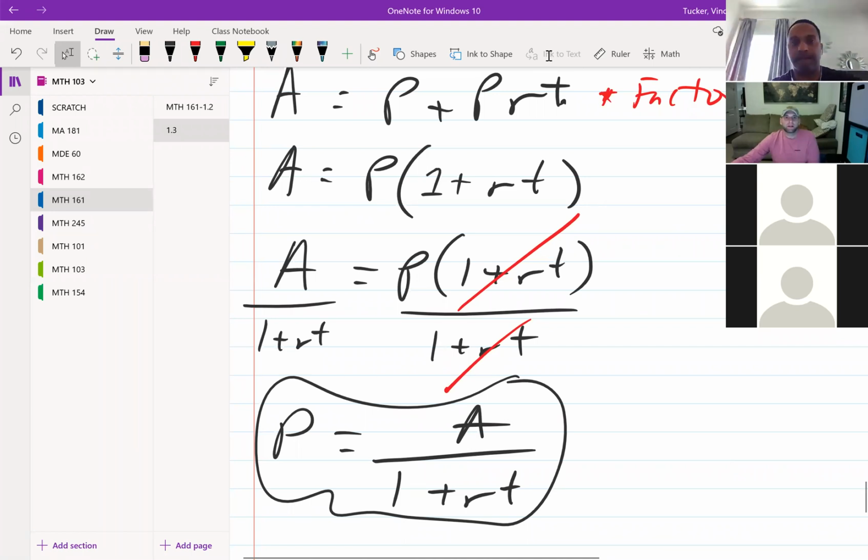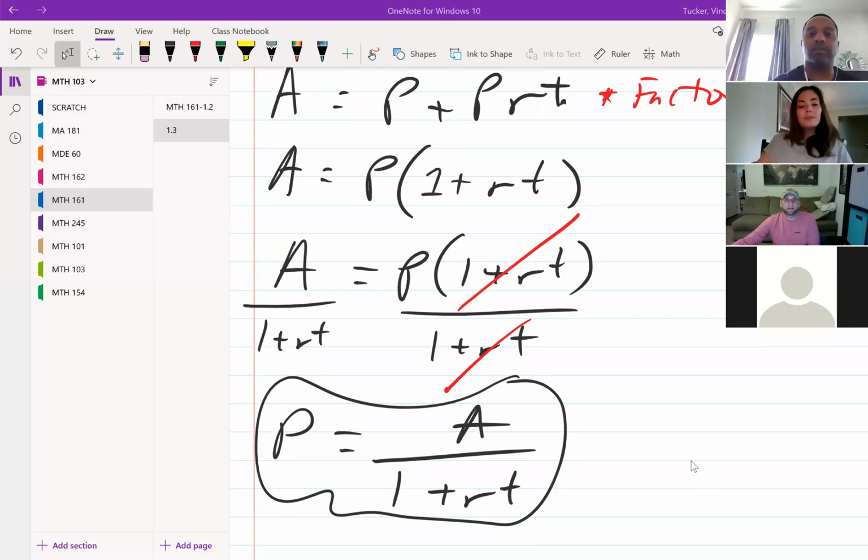Where did the 1 come from again? Oh, let me go back to the screen. Make sure we're good. So when you factor out P from both of these, notice there was nothing here with this P. So if I pull it out front, then what will be left is just 1. So if I were to multiply this P back, P times 1 is P, and then P times RT is PRT. Okay. All right, thank you. Is that good?